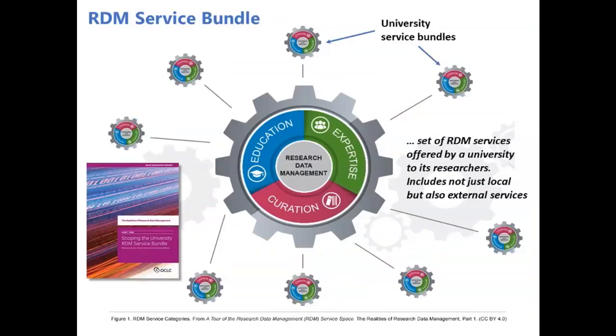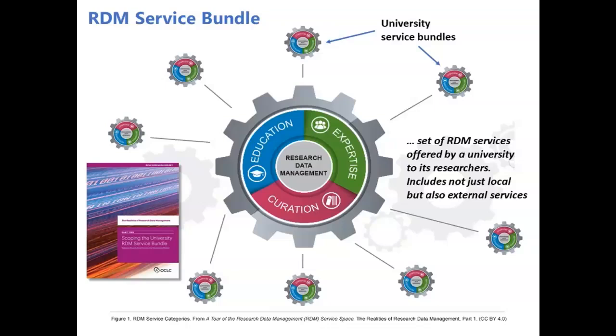Now, the second concept I want to quickly review is the idea of an RDM service bundle. So when we say the RDM service bundle, we mean the set of RDM services that are offered by a university to its researchers. And it's important to note that this includes not just what's built and deployed locally, but also any external services to which the university facilitates or brokers access on behalf of its researchers. So if you think about the RDM service space, the big gear there in the middle, you can imagine this network of RDM service bundles emerging from it, each one representing the offering of RDM services at a particular university.